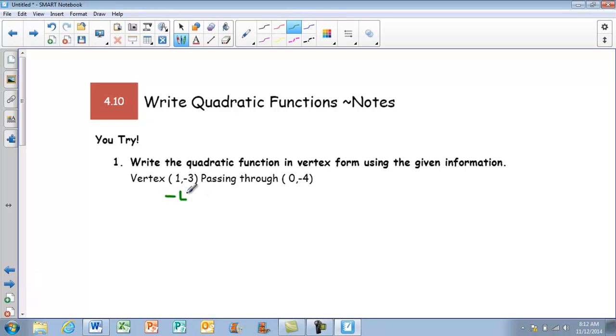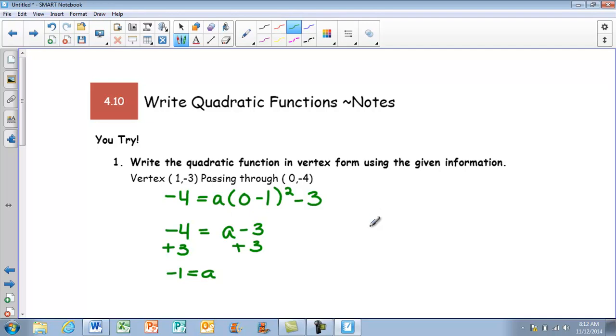So again, I'm going to plug in the information that they give me. 4 equals a times 0 minus 1 squared minus 3. So if I simplify here, I have -4 equals a minus 3. Add 3 to both sides. So -1 equals a. So when I rewrite here, I have y equals -1 times x minus 1 squared minus 3.